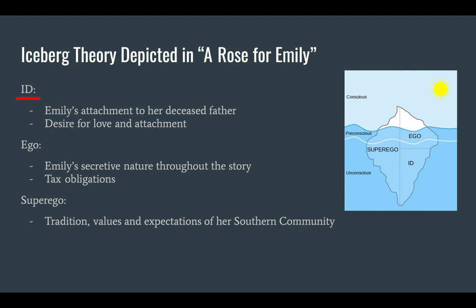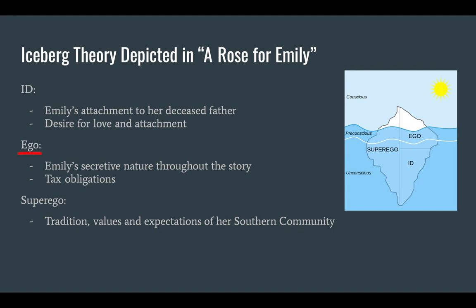Emily also really struggled to detach herself from her companion, Homer Barron, going to extreme lengths in order to fulfill her desire for love. This can be determined as an expression of the id's primal desire for attachment and the struggle to accept the loss of a significant other.